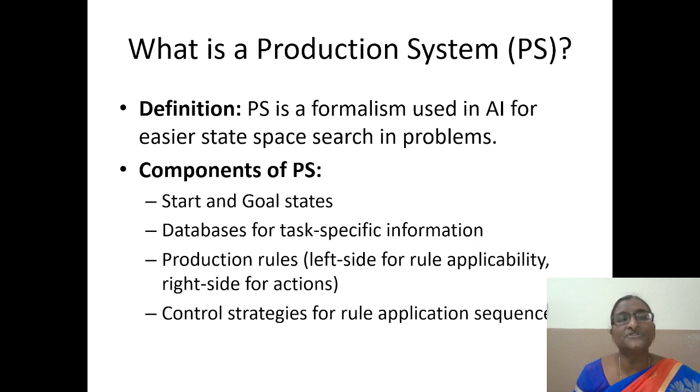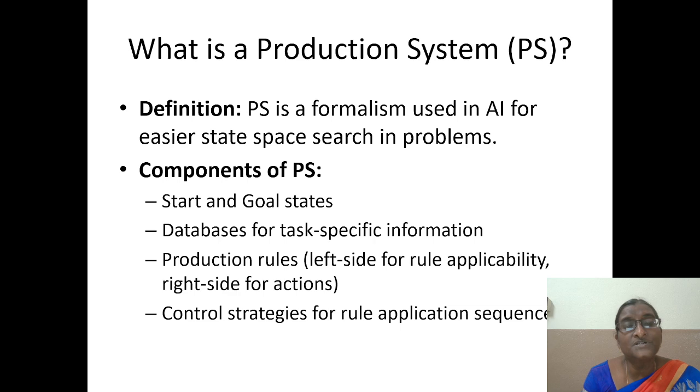Coming to the definition of the production system, this is a kind of procedure which is used in artificial intelligence, which will be easy for performing the search for solutions in a state space. And we also have components of the production system like start state and goal state. When I'm saying state space, the state space will consist of nodes and arcs or nodes and branches, wherein you have the start state and the goal state. And some databases are also there for task specific information.